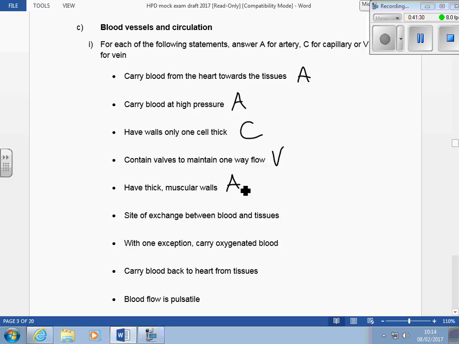Exchange between blood and tissues? That's our capillaries. With one exception, carry oxygenated blood? Arteries. Blood back to the heart from the tissues? V. And blood is pulsatile? A. Is that the last one? I've managed to fit them all on. That's neat.